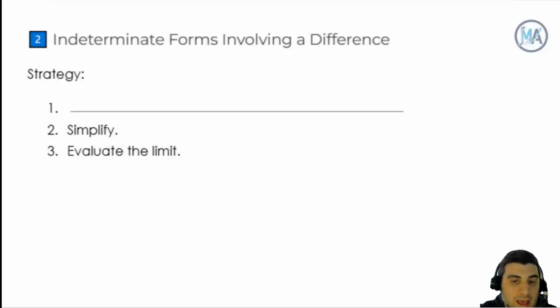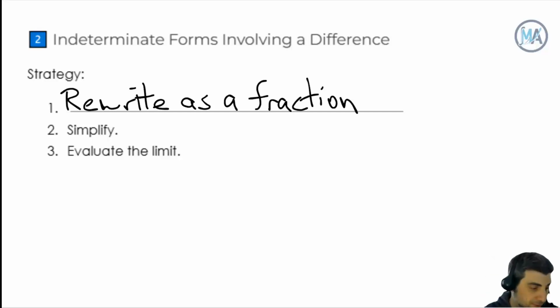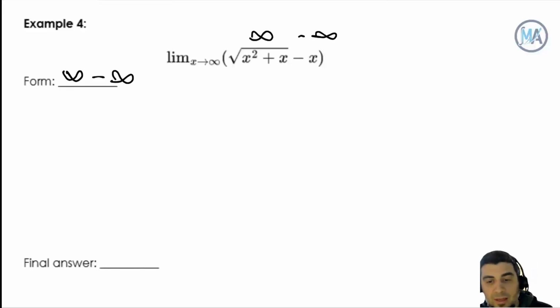Now we want to look at indeterminate forms involving a difference. Our strategy is going to be rewrite it as a fraction. Then you simplify, then you evaluate the limit. Let's take a look at some examples. So here, if we let x approach infinity, we would have the form infinity minus infinity. And in this case, what we're going to do is multiply by the conjugate.